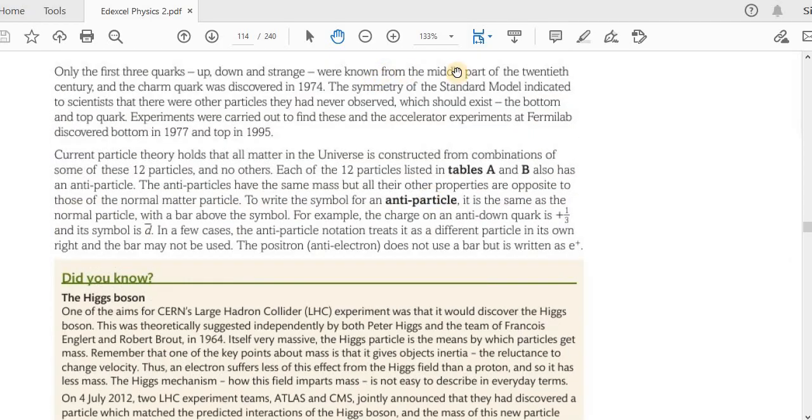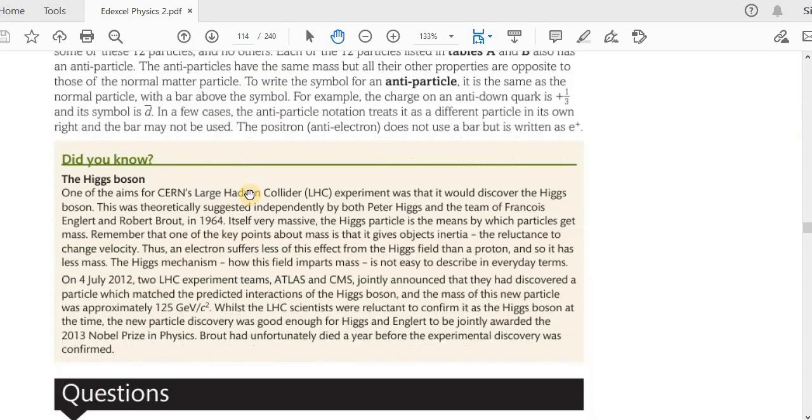Okay, and here also I think they mentioned that the symmetry of the standard model indicated to scientists that there were other particles that had never been observed which could exist, for example the bottom and top quark. Experiments were carried out to find these, and the accelerator experiments at Fermilab discovered the bottom quark in 1977 and the top quark in 1995. Now this is like additional information, you can know them.